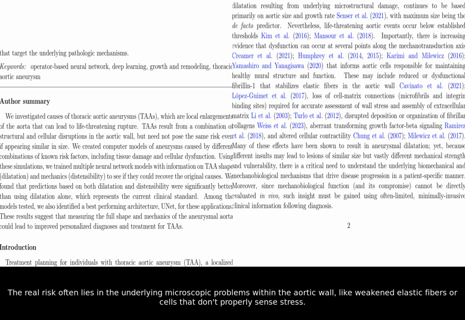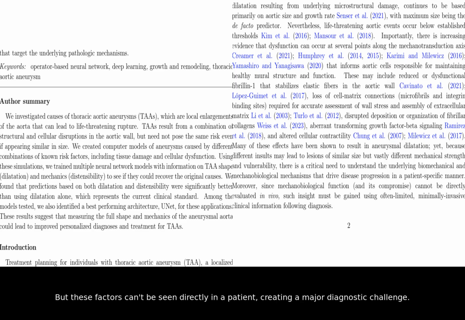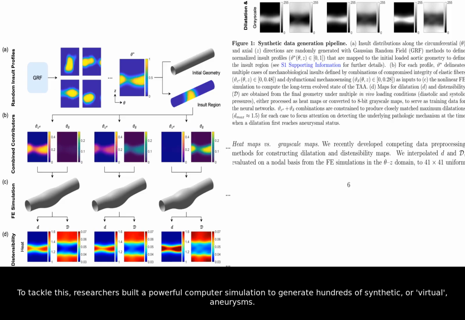The real risk often lies in the underlying microscopic problems within the aortic wall, like weakened elastic fibers or cells that don't properly sense stress. But these factors can't be seen directly in a patient, creating a major diagnostic challenge. To tackle this, researchers built a powerful computer simulation to generate hundreds of synthetic or virtual aneurysms.